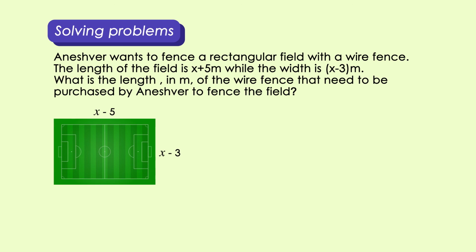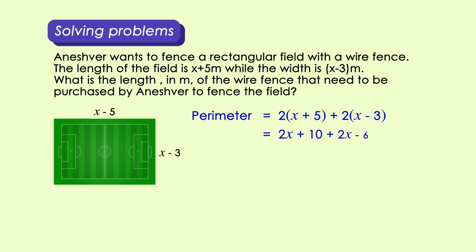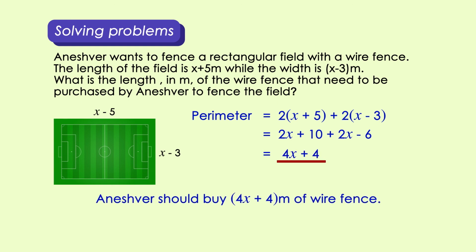Boys and girls, our perimeter is 2 in bracket x plus 5 plus 2 in bracket x minus 3. So once we expand the following expression, we will get 2x plus 10 plus 2x minus 6. Now, let us solve it. Our answer is 4x plus 4. Anishwar should buy 4x plus 4 meter of wire fence.